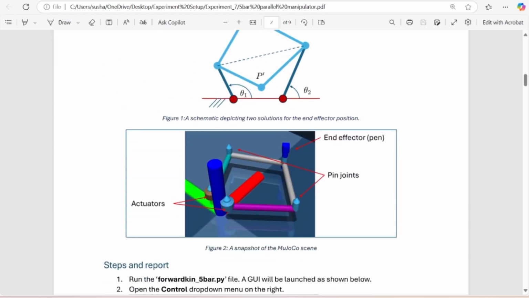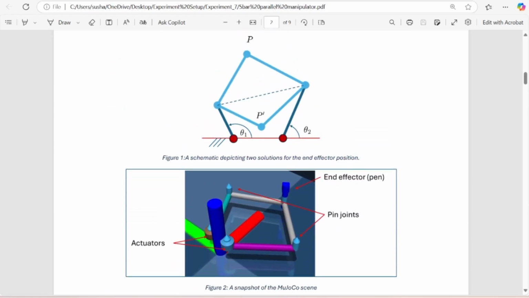So the simulator looks something like this to correlate both of them. You can see the red line on the top figure, which is the base of the 5-bar mechanism and is not moving, is the blue color cylinder which is marked, and then there are two actuators. We can develop this kind of simulation using a physics engine by joining the various links by means of joints. In this case you can see that these are pin joints, and at the end there is an end effector, which is a pen, which is marked there.